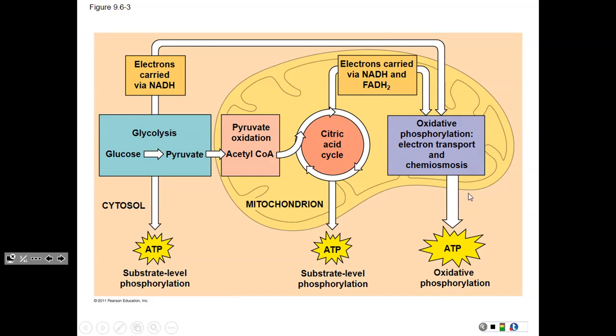This picture doesn't do it justice. It makes it look like there's roughly the same amount of ATP here and here as here. This needs to be about 10 times bigger than this or this, because that's where most of the ATPs get generated, at least for organisms that have oxygen to do oxidative phosphorylation with.